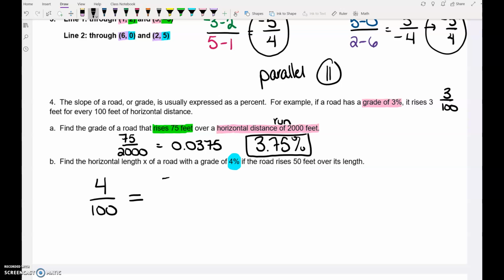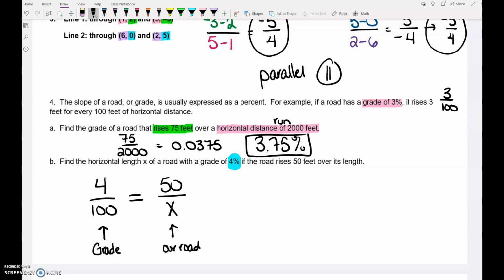Our road rises 50 feet over its length, and we don't know what the horizontal length is. So the first fraction comes from the grade that the road is supposed to be. The 50 over x comes from the information about our road. It rises 50 feet. We don't know over what distance.